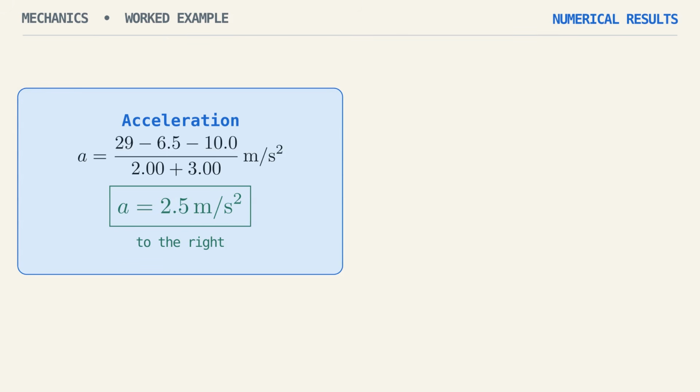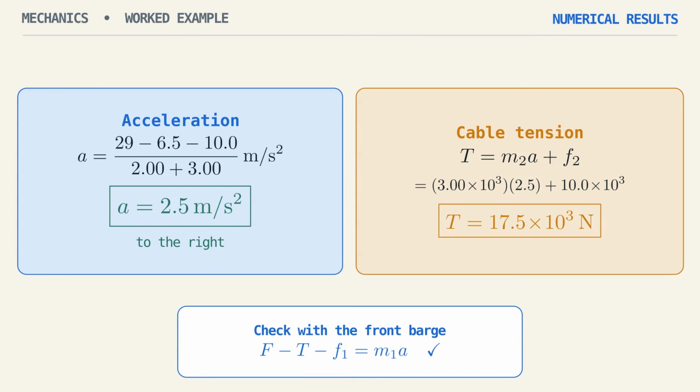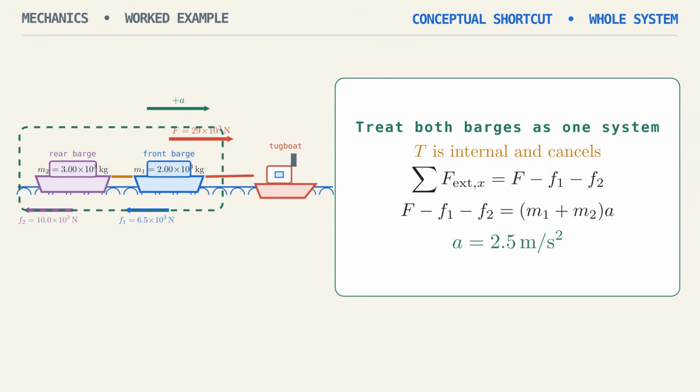Using the values in thousands gives 29 minus 6.5 minus 10.0 divided by 2.00 plus 3.00. The acceleration is 2.5 meters per second squared to the right. Now return to the rear barge equation. Tension equals M2A plus F2, which gives 17.5 times 10 to the third newtons. Substituting that tension into the front barge equation reproduces M1A, so both individual force diagrams are consistent with the same acceleration. After completing the individual object analysis, we can recognize a shortcut for acceleration.